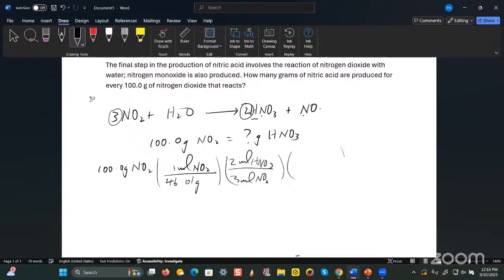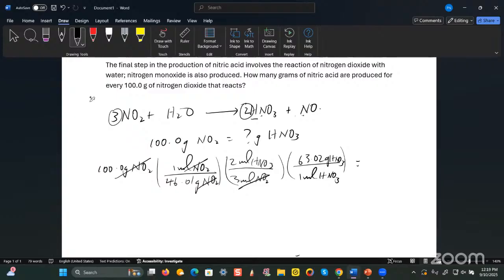So I'm going to put 2 moles of HNO3 above and 3 moles of NO2 below. And then the final step is to convert from moles. By the way, mole of NO2 will cancel with mole of NO2 there. The final step is where we find the molar mass of HNO3. So hydrogen is 1.008 plus 14.01 plus 3 times 16, 48. According to my calculation, the molar mass of nitric acid is 63.02 grams of HNO3, and down here would be 1 mole of HNO3.